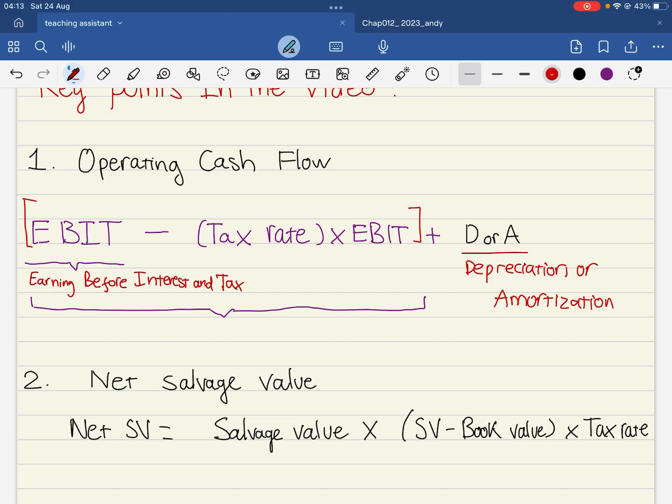Finally, EBIT minus tax rate times EBIT, we can also call this net income. So this is actually the formula for net income. In other words, operating cash flow is equal to net income plus depreciation or amortization.